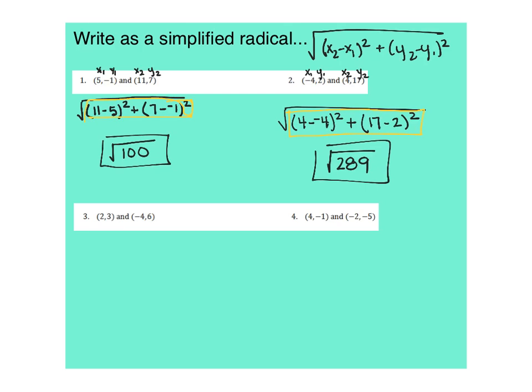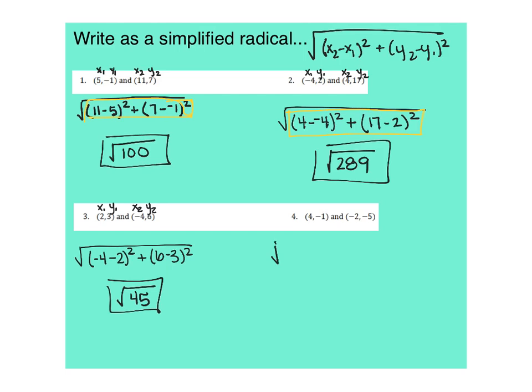So the biggest thing you're going to watch for is those negatives. Go ahead and label. So if I plug in what I know, x2 is negative 4 minus x1, which is 2 squared, plus 6 minus 3 squared. Plug everything into your calculator. So negative 4 minus 2 squared plus 6 minus 3 squared. I get the square root, because we didn't touch that, of 45.